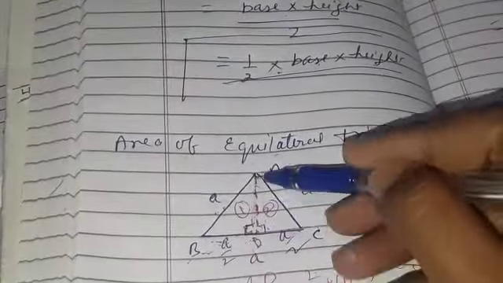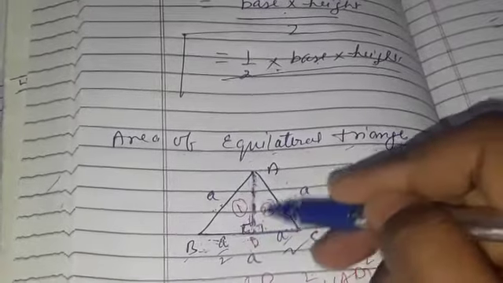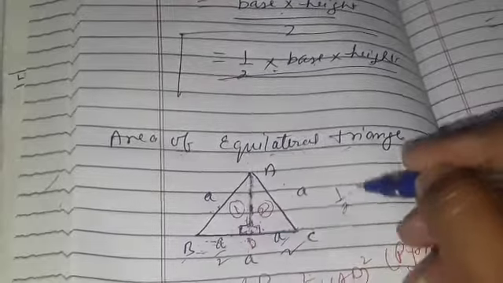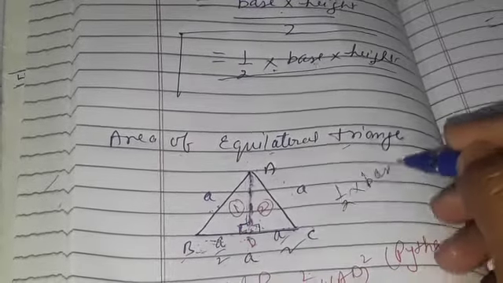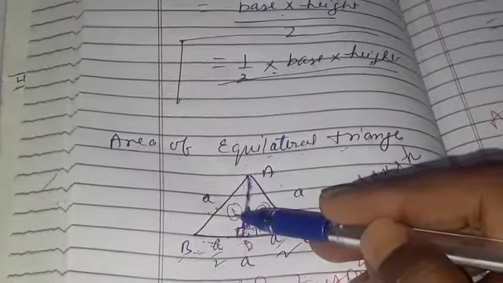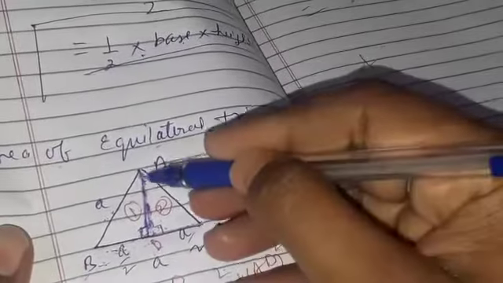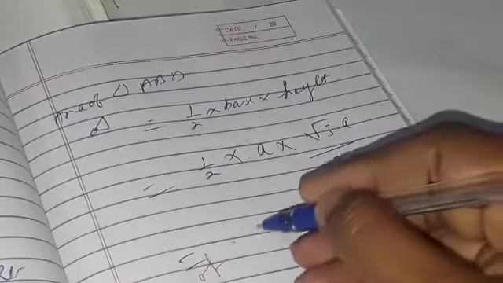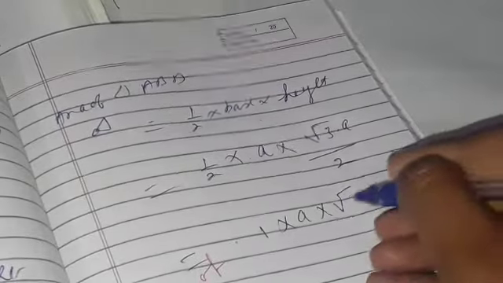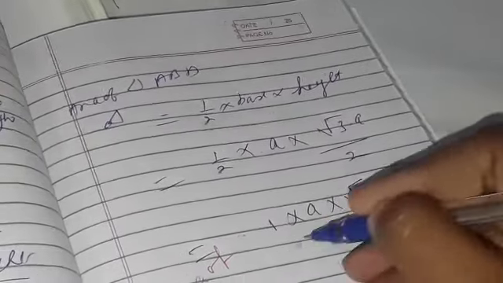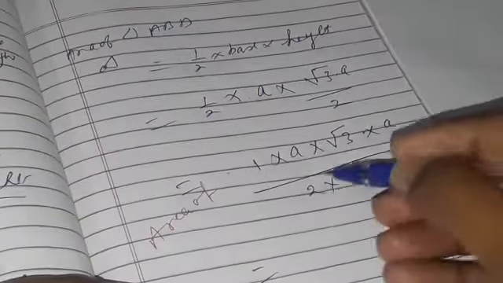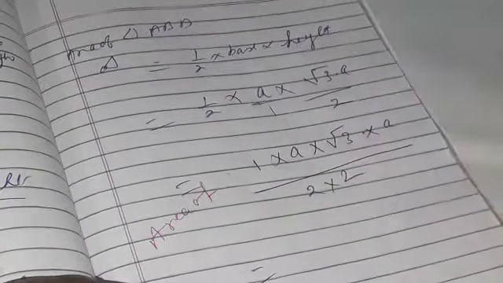So now if we get the value of this altitude, then we can easily calculate the area of this equilateral triangle. The area of this triangle is 1 by 2 into base into height. So the height is under root 3a upon 2. So that is equal to 1 by 2 into base into height. Your base is a, which is BC, and height is AD. So AD means class under root 3a upon 2. So 1 into a into root 3 into a upon 2 into 2. So I multiply the numerators and I multiply the denominators.